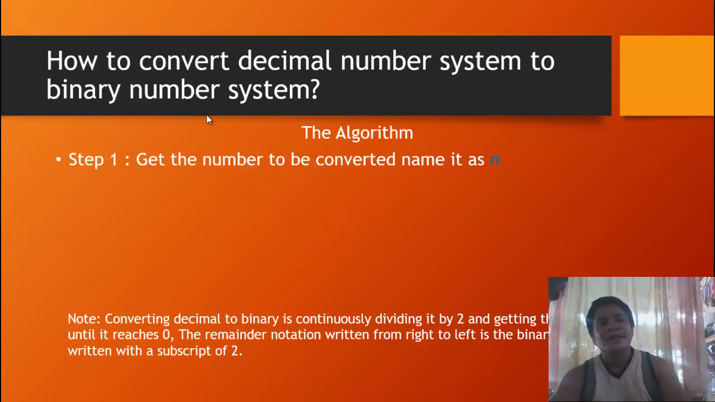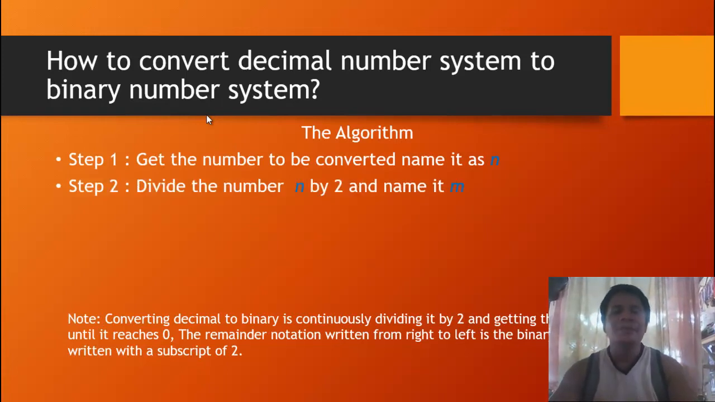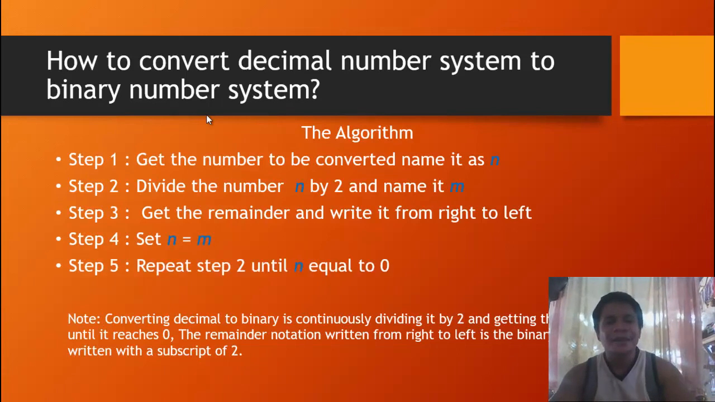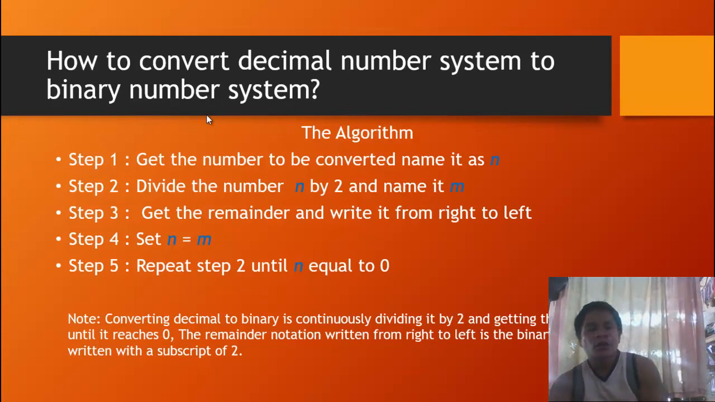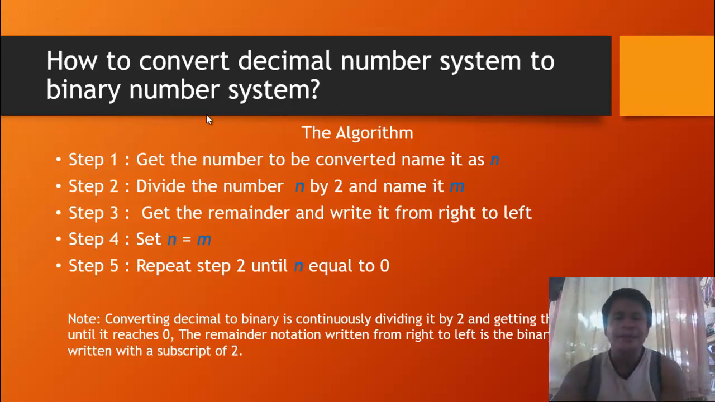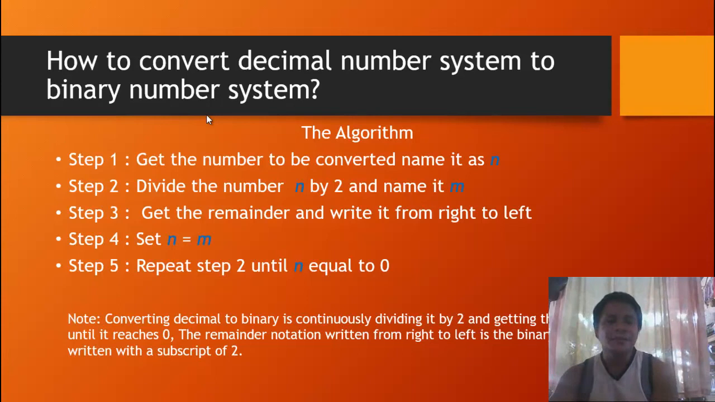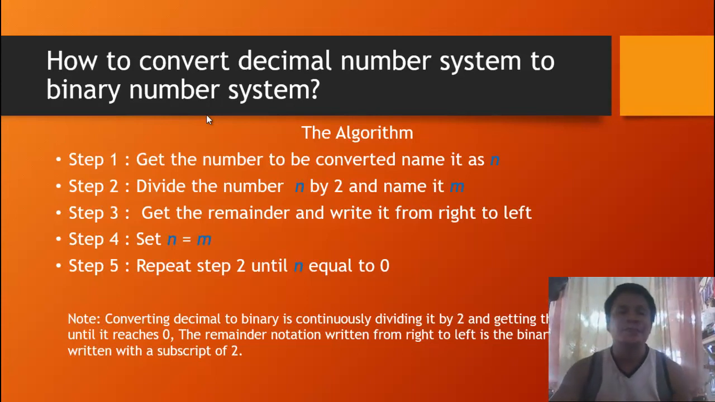The algorithm: Get the number to be converted, name it as n. Divide the number n by 2 and name the quotient m. Get the remainder and write it from right to left. Set n equal to m. Repeat step number 2 until n equals 0. Converting decimal to binary is continuously dividing by 2 and getting the remainder until it reaches 0. The remainder notation written from right to left is the binary equivalent, written with a subscript of 2.